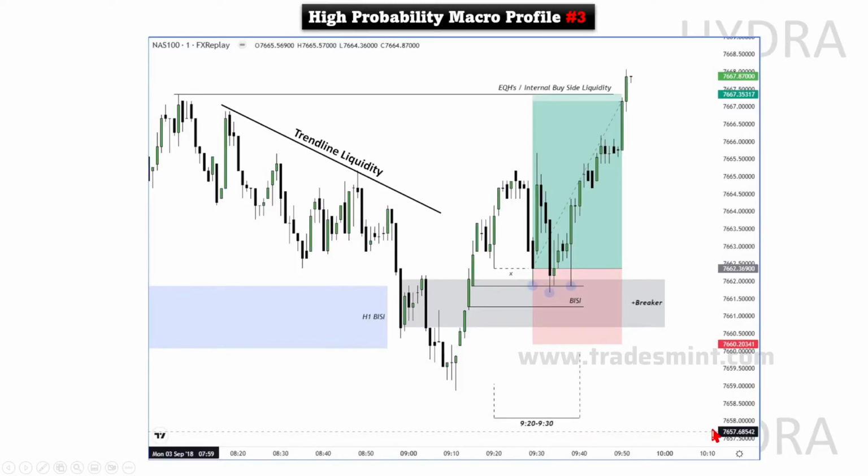Okay, we extend it by 10 minutes more. And as you guys can see, inside this 10-minute interval, price formed a breaker. So price retraced back to the breaker and cleared out the trend line liquidity. Isn't it simple to understand, folks?